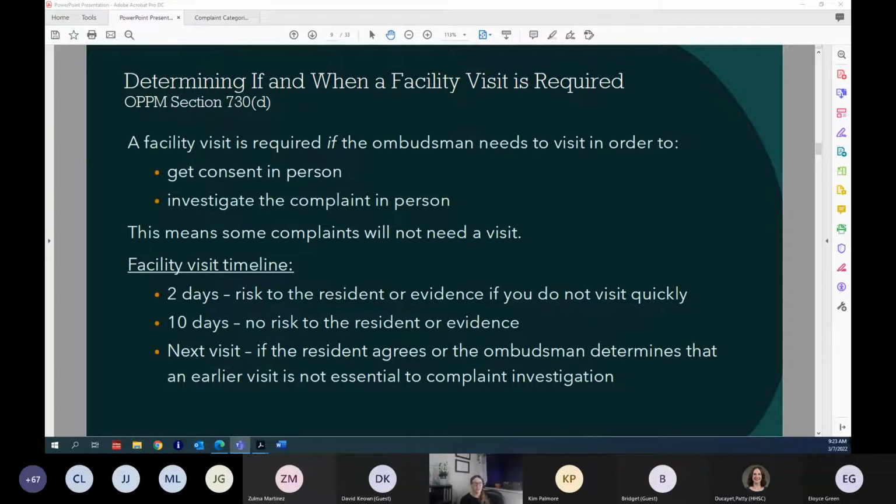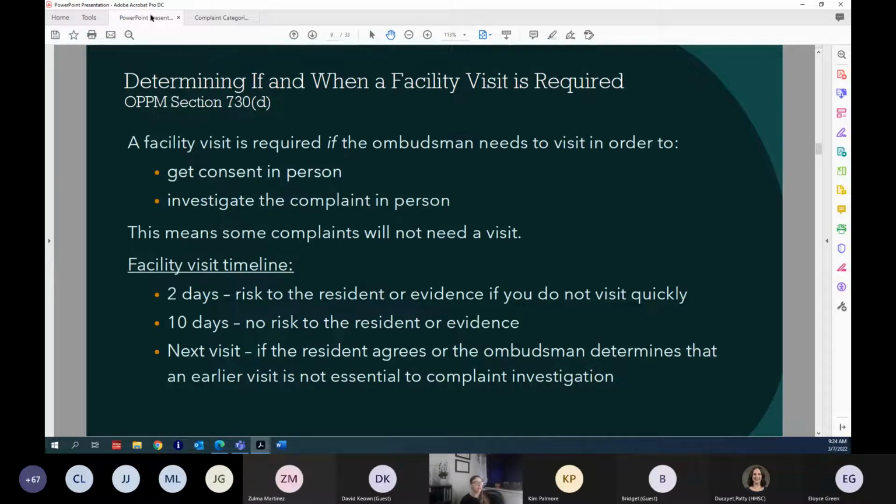A facility visit is required if you need to go in person, either to get consent from the resident or to investigate the complaint in person. So if it's a resident maybe you don't know well, who can't really speak on the phone or virtually, then you'll have to go to the facility to talk with them and see what their wishes are, if they'll give you consent to work on the complaint.